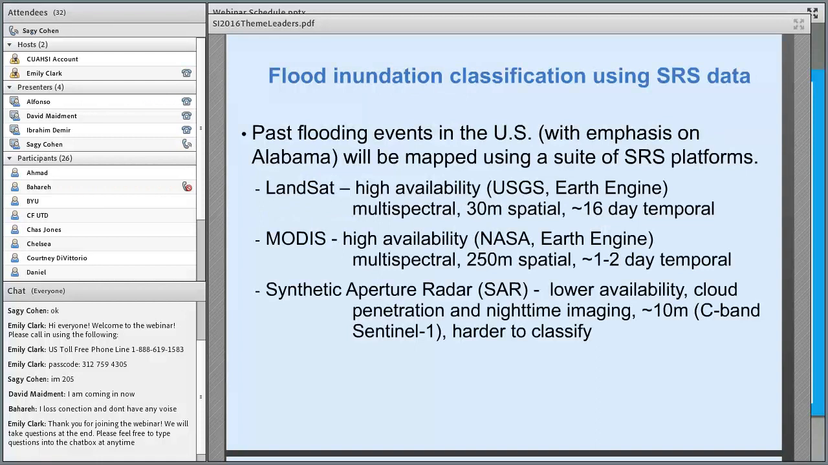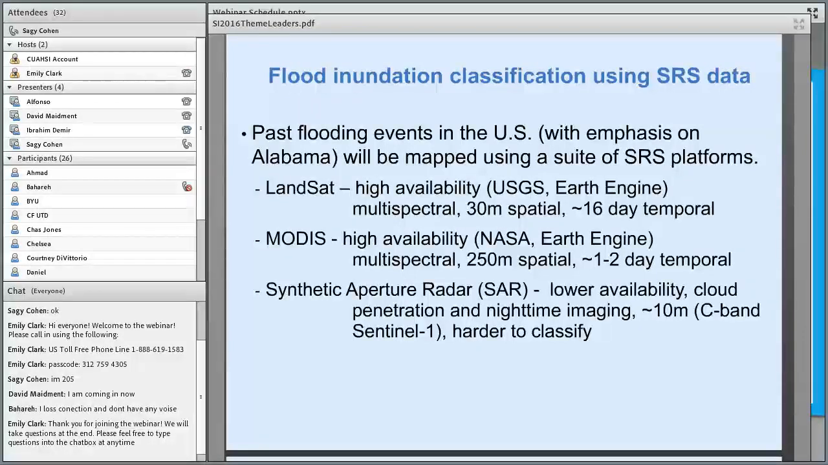So we are actually very fortunate these days. In the last even a couple of years, the availability of satellite remote sensing data has just exploded. Part of it is thanks to the actual agencies that do that, NASA, USGS, but also thanks to things like Google Earth or Earth Engine that now make it so much more available to us, to everyone, basically. So each satellite platform has its advantages and disadvantages when it comes to mapping inundated regions.